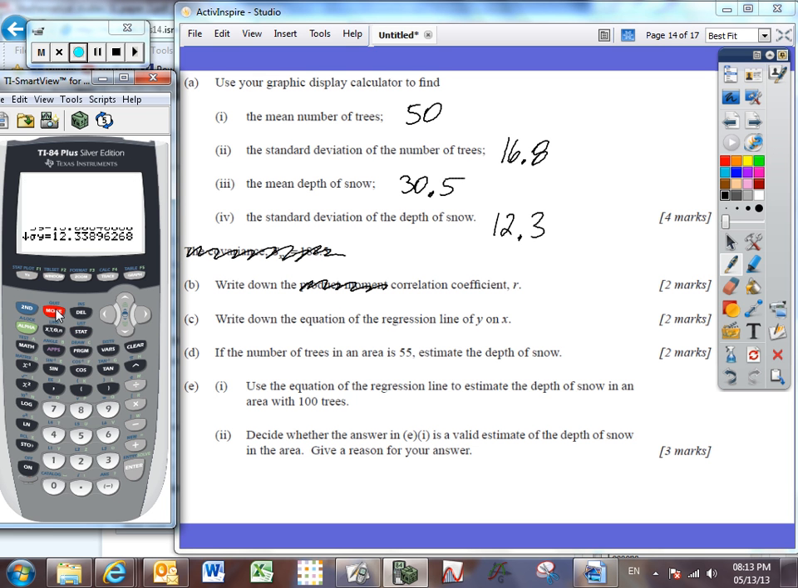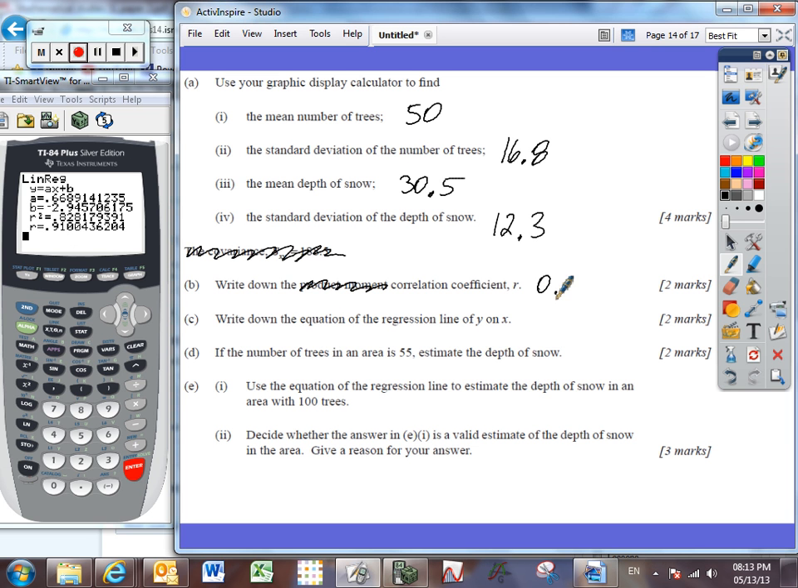I need to go to my mode and upwards into my stat diagnostic to turn my stat diagnostic on so I can see what my correlation coefficient is going to be. And now I can press stat, calculate the LinReg, and LinReg will not only give me the equation of the line of regression, but it will also, because I turned my diagnostic on, give me my value of r, which I can see down here below. If I round to 3 significant figures, I get 0.910.